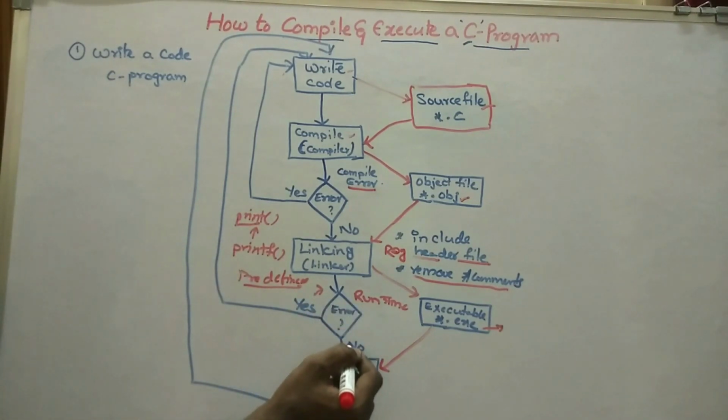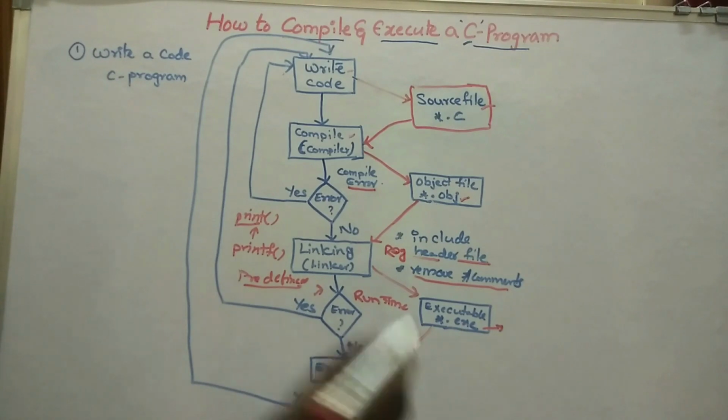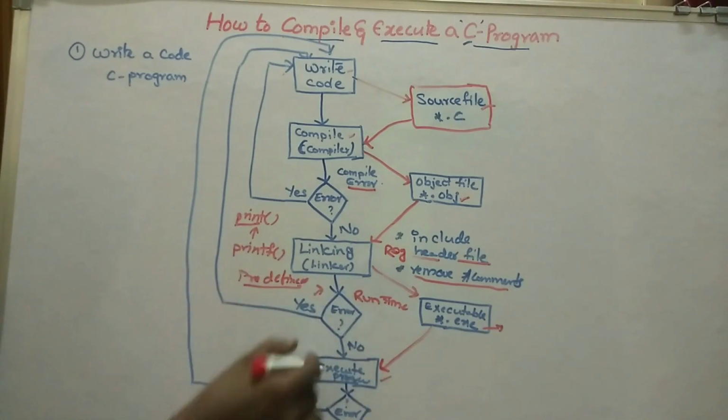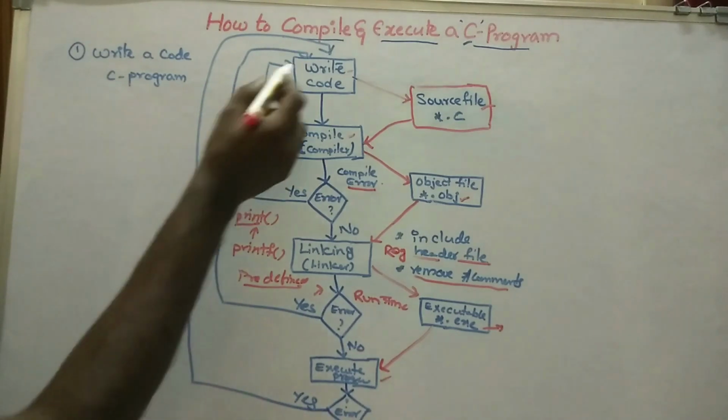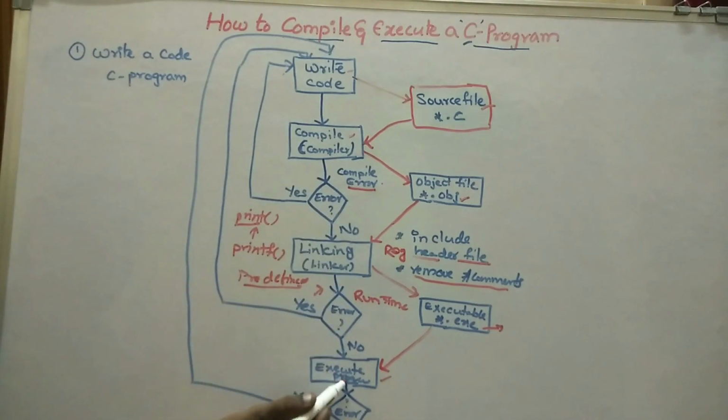Suppose there is no error, then the executable file will be generated and that program will be executed, right? After execution also, if you cannot get the appropriate output, then go again to your source code, modify it, and follow the same procedure. If there is no error, we get the exact output, which means the program is a success.